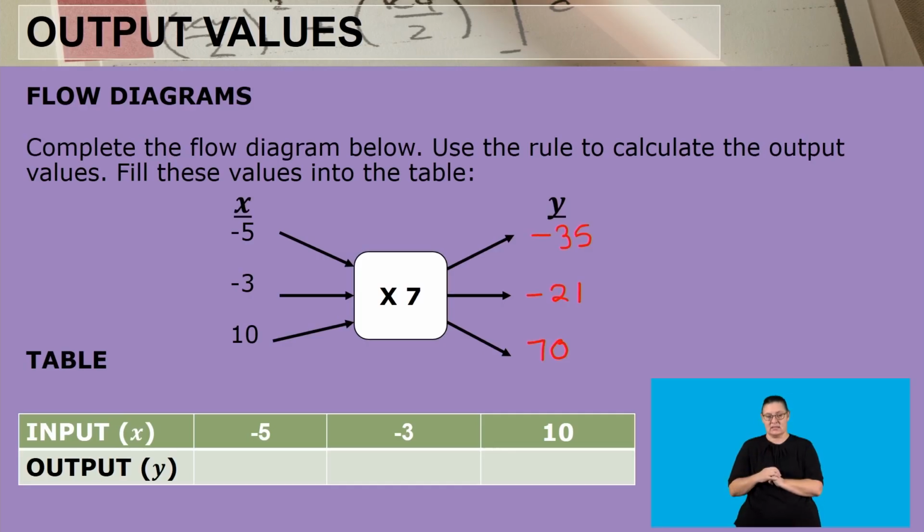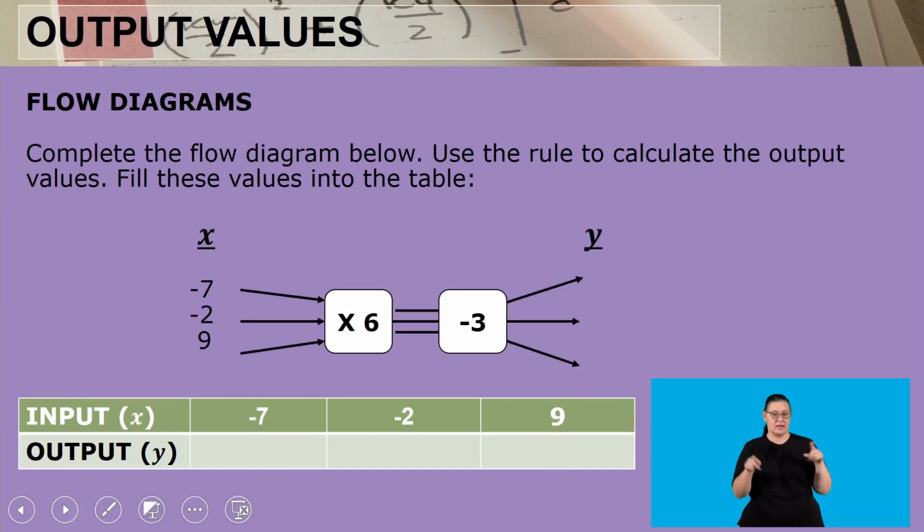Yes, the answer is a 70. Now let's take those output values and represent them in the table. And remember, each output value must be with its corresponding input value. So with -5, our output value was -35. With a -3, our output value was -21. And with a 10, our output value was 70.